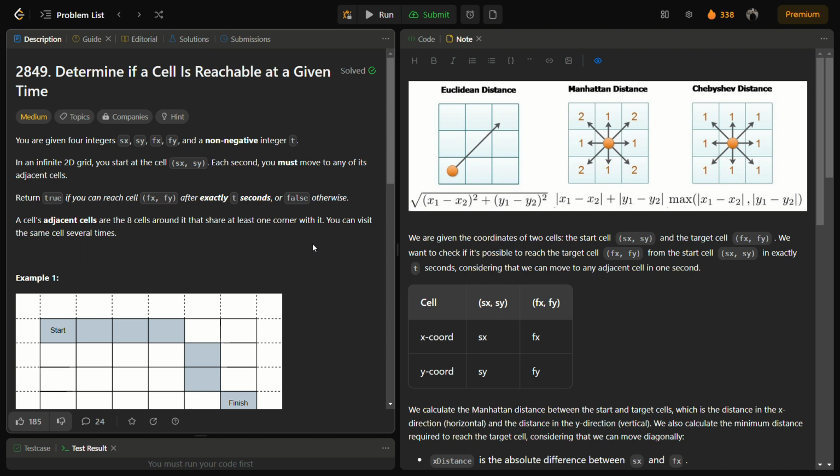There are also cases like if the minimum distance is 0, it is not possible to reach the target in 1 second or less, so in that case we need to return false.